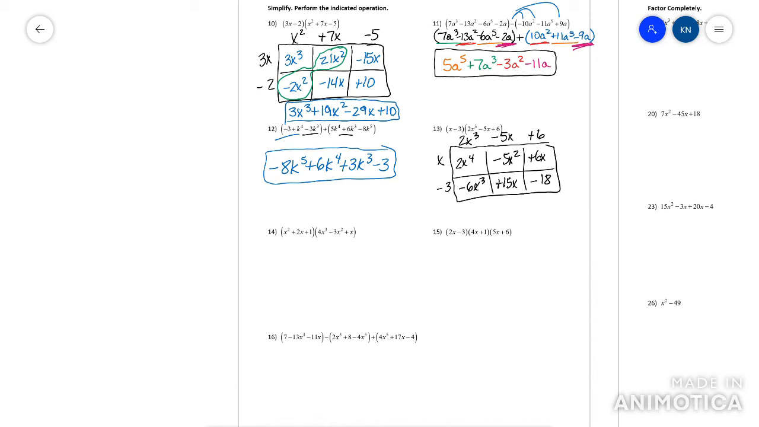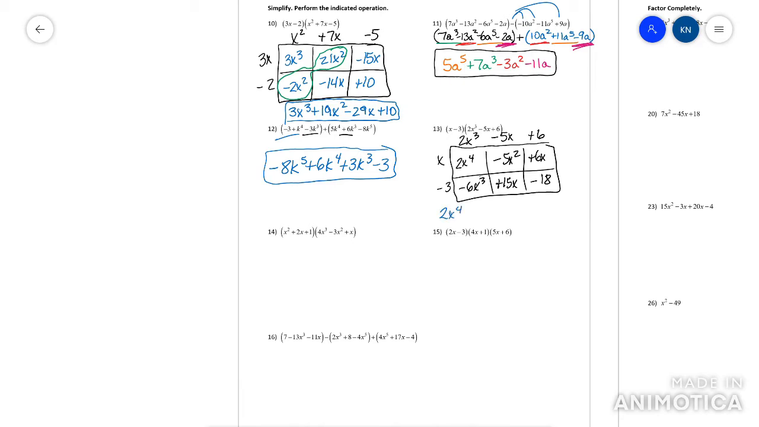So my diagonal trick does not always work. You have to pay attention. For instance, this time it would not work there, but it would work here with the x's. So I'm going to write my answer just combining like terms. So in this scenario, 2x^4 goes first.